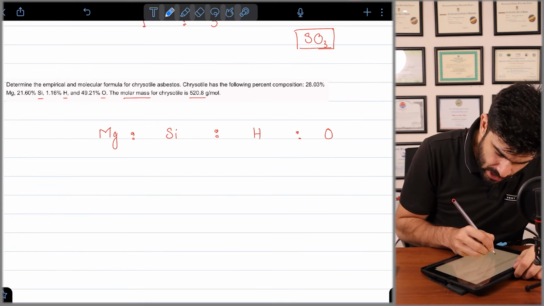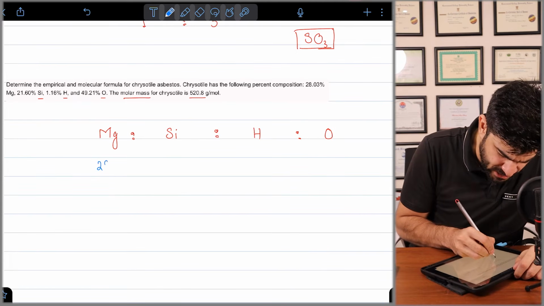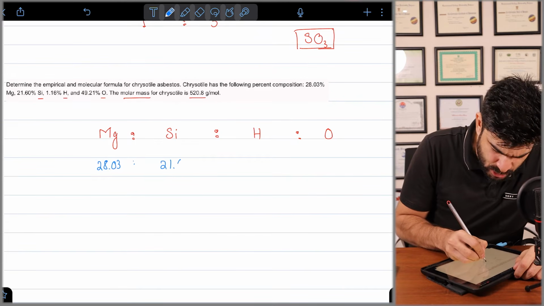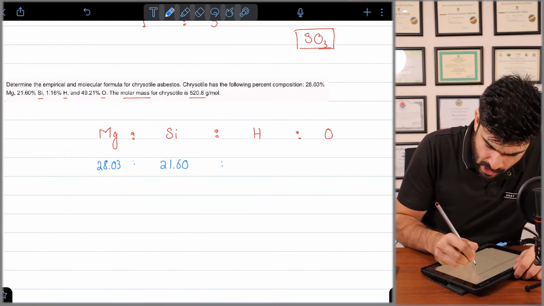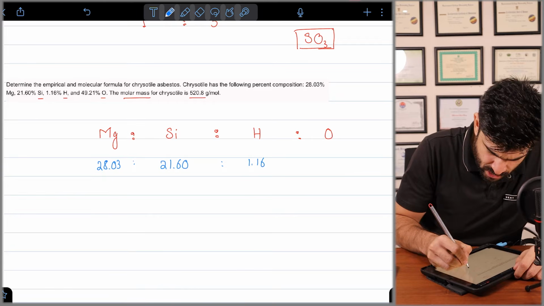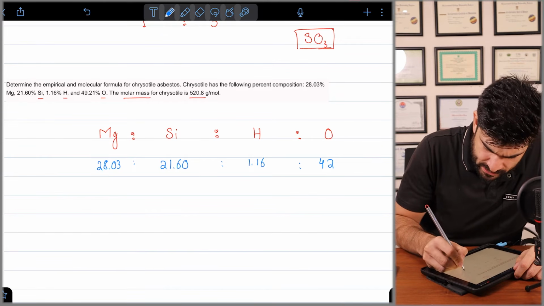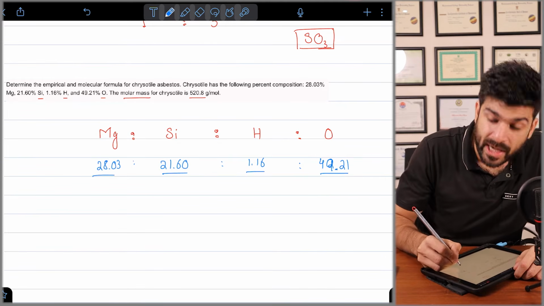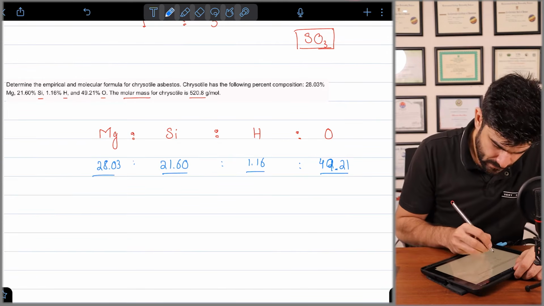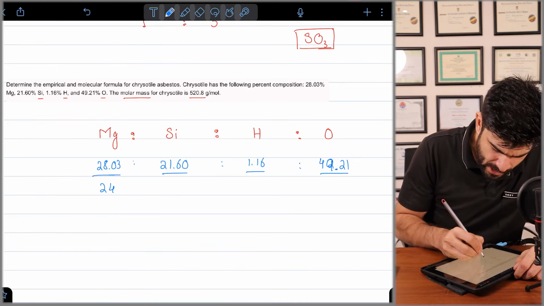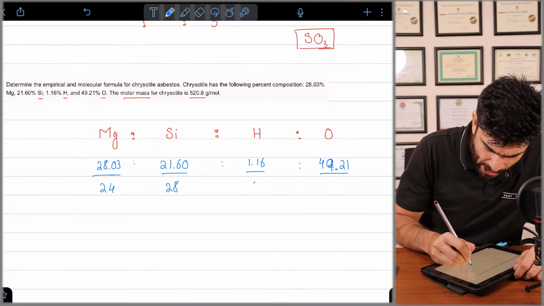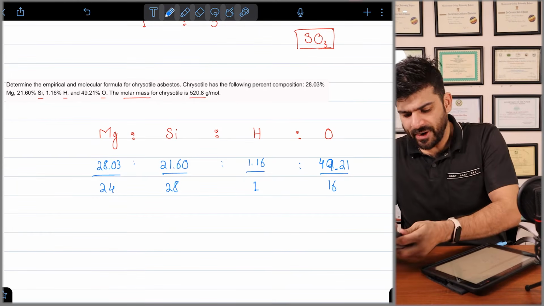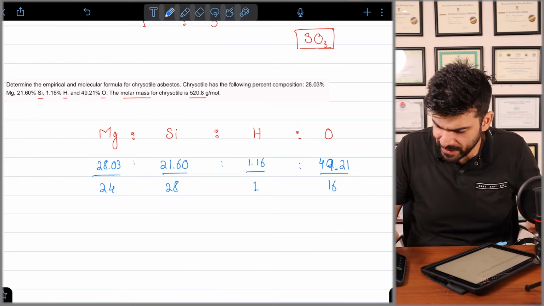So magnesium's percentage is 28.03. Silicon's percentage is 21.60, hydrogen 1.16, oxygen 49.21. We divide the values by their Ar values. Again, you will find that from the periodic table. Magnesium is 24, silicon is 28, hydrogen is obviously 1, and oxygen is 16. So let's divide the values. I can see the trend. It's very basic.